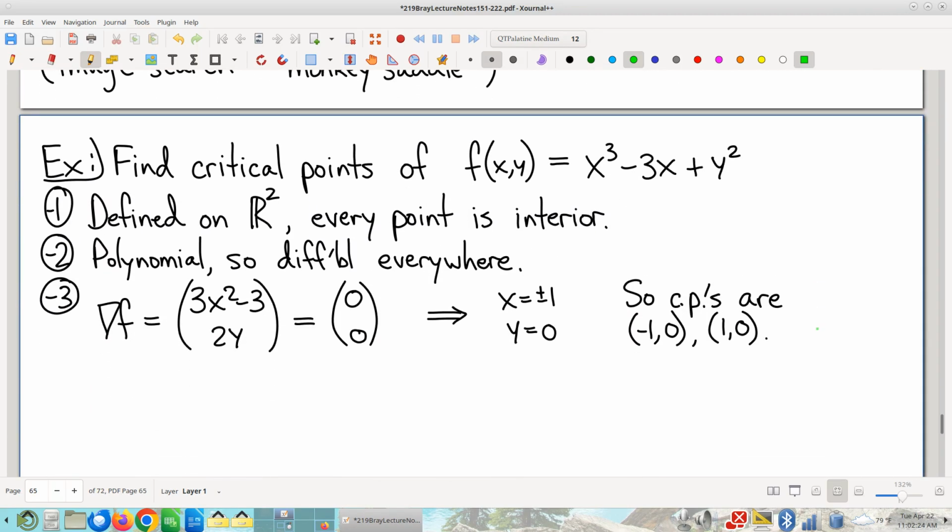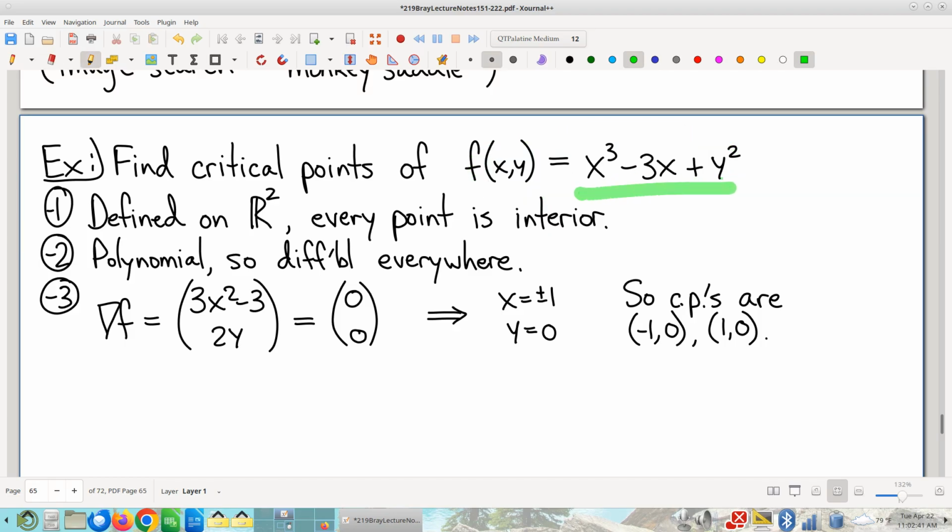Easy example. Here's a function. It's defined on all of R2. So let's go through the process. Are there any boundary points? What's the boundary of R2? Well, there isn't any. So no boundary critical points.